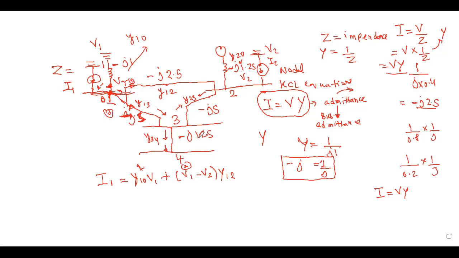Y13. What is the potential difference between this point and this point? Suppose this was V1, this is V2, this would definitely be V3. Can you tell me the potential difference between them? V1 minus V3. So this is V1 minus V3 into Y13. This is the value of I1.